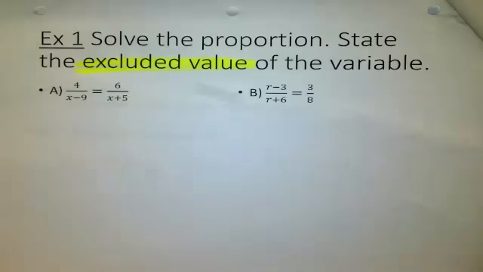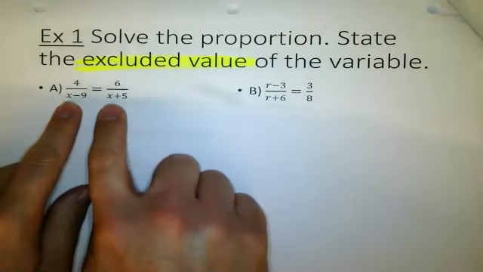So first of all, letter A is a proportion. A proportion is when you have a fraction equal to a fraction. And solving proportions is a nice and neat little method. We'll do that in just a second. But the first thing we're going to talk about is the excluded value. So you'll notice we have our variable. In this first problem, the variable is x.